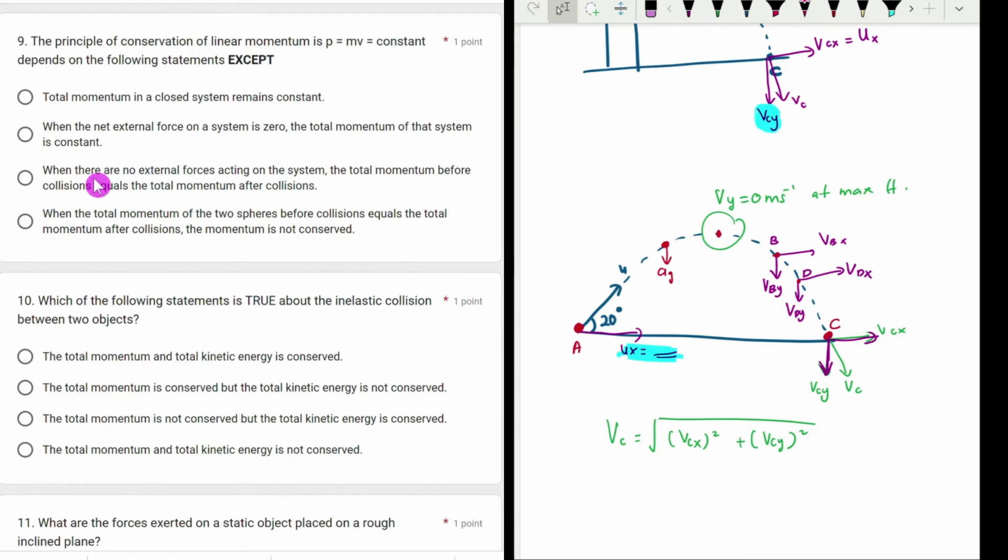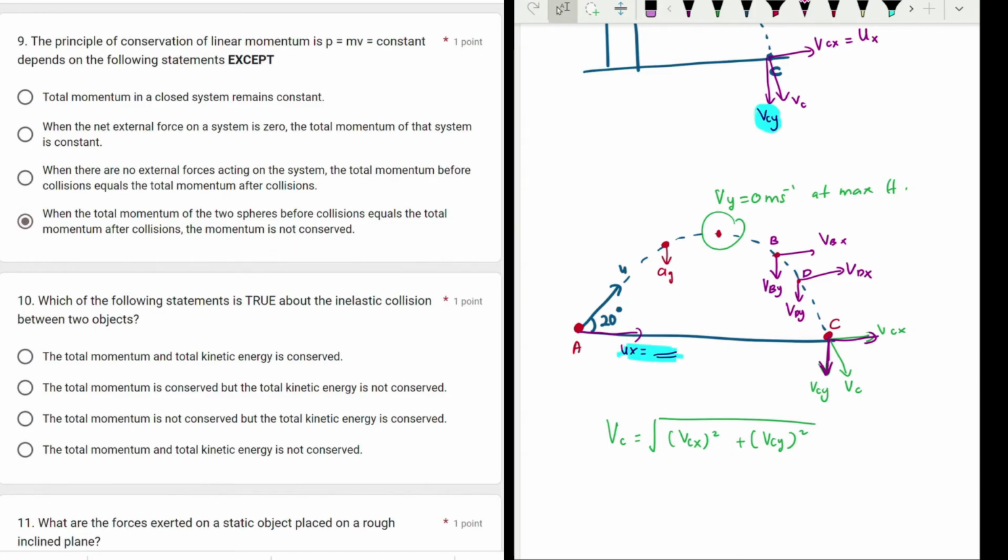Okay, next. When there are no external forces acting on the system, the total momentum before collisions equals the total momentum after collisions. Betul. And the last one, when the total momentum of the two spheres before collisions equals the total momentum after collisions, the momentum is not conserved. Salah. Kalau sama, total momentum before collision and after collision means that the momentum is conserved. Okay, so jawapannya apa tadi? Dia kata except, yang tak betul lah, so the answer is D.